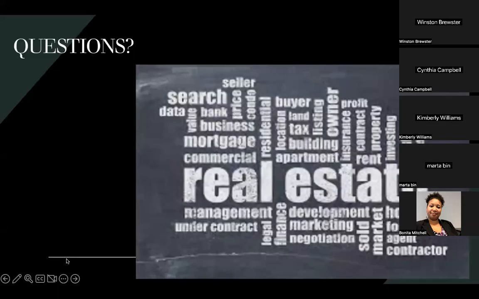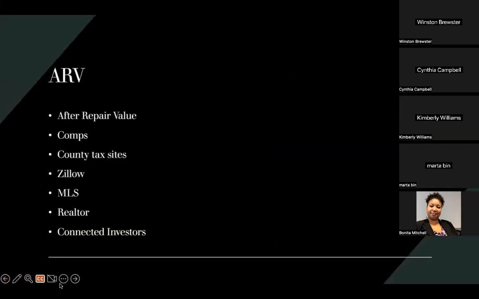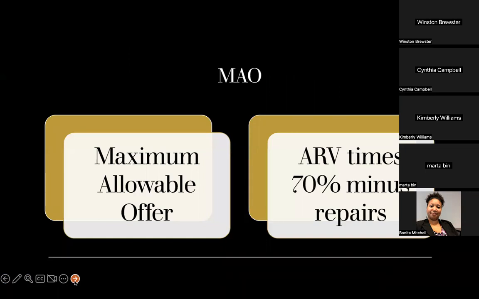So, my question was on the maximum allowable offer. With the hard money lending situation, as you went through it, you were saying there are some lenders that will lend the full amount of the repair costs. So my question was, does that change the maximum allowable offer that you can offer if the repair costs aren't actually in the full loan?